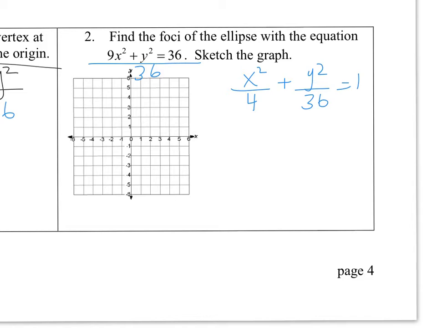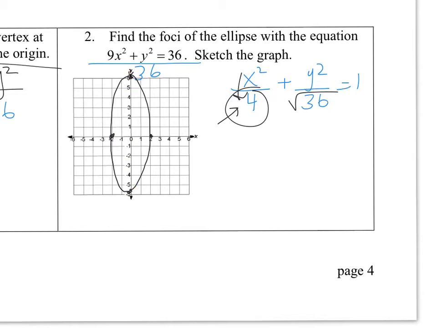If I sketch a graph of this, look at what's underneath x squared. It's 4. If I take the square root of 4, my covertices are at -2 and 2. If I take the square root of 36, my vertices are at -6 and 6. These would be my covertices because it's going side to side, and these are my vertices because it's stretched out up and down.